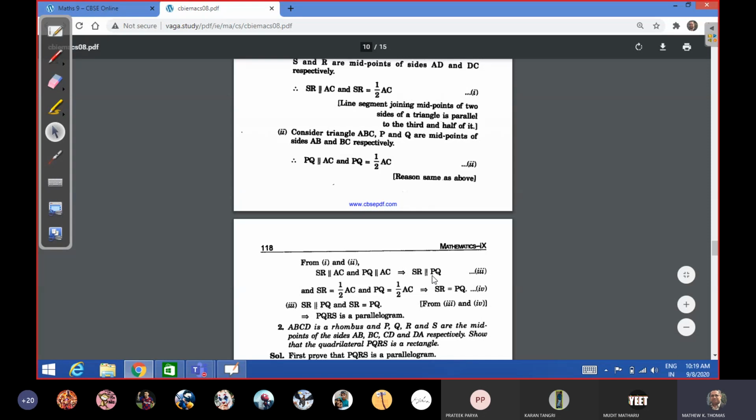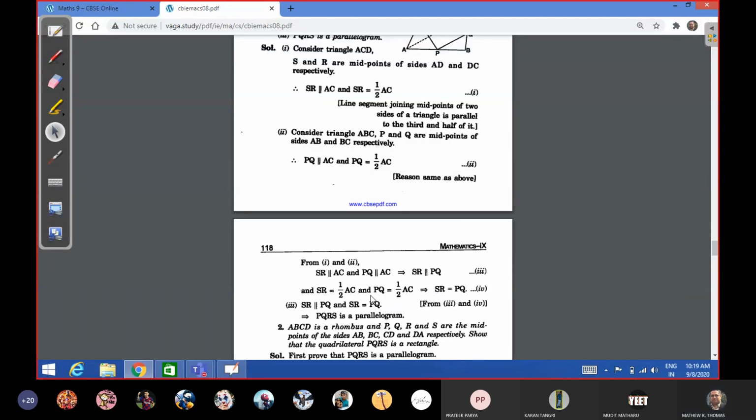And now what have we done? We have proved that PQ is equal to SR and PQ is parallel to SR. So for the third part, obviously the conclusion will be that it's a parallelogram, because if one pair of opposite sides is parallel and equal, that figure becomes a parallelogram. Okay, so we are using the midpoint theorem here twice.